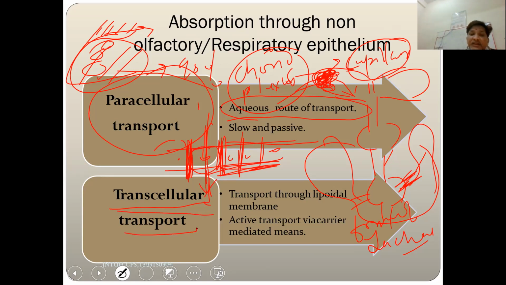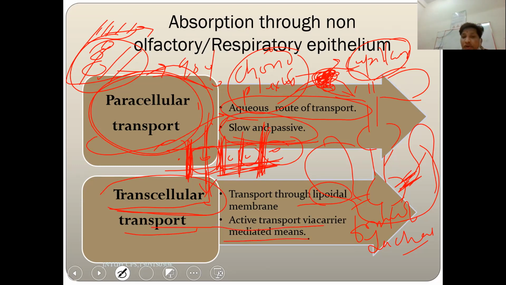And when the absorption occurs between the two cells, which has potential channels for drug transport, this is called paracellular transport. This paracellular transport is slow in nature, and it is more useful for the aqueous form of drugs. Whereas this transcellular transport is more meant for the lipoidal or lipid forms of drugs. And this is an active transport, and hence a quick mode of drug absorption.